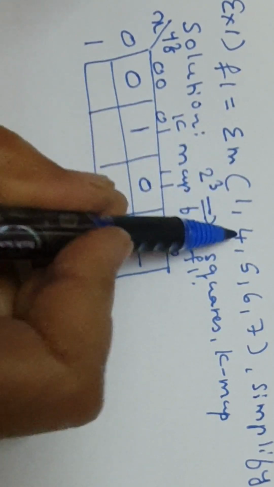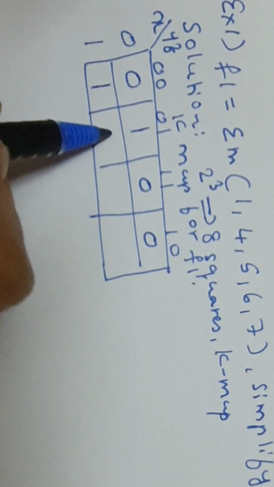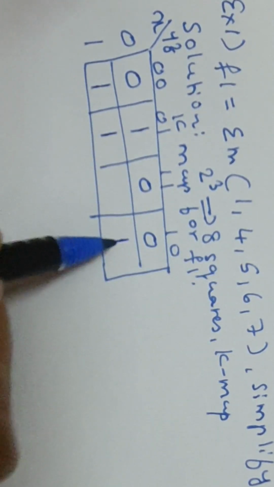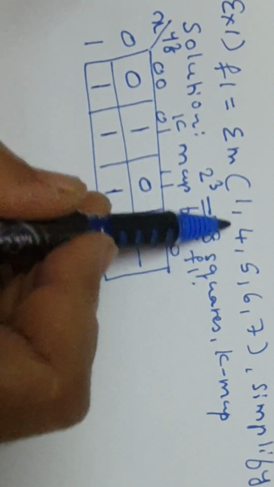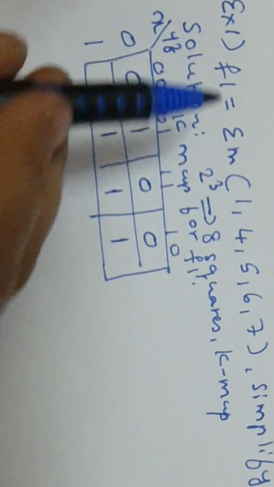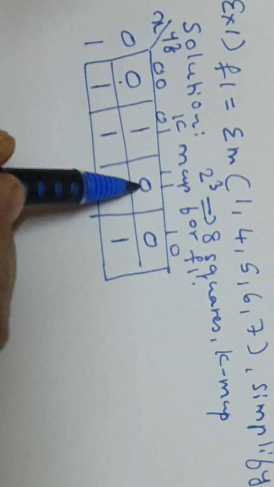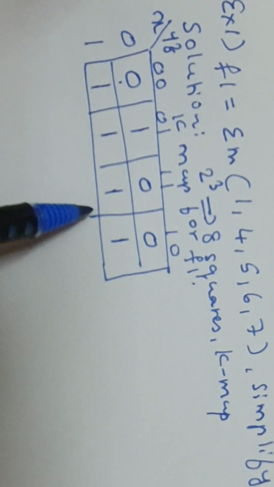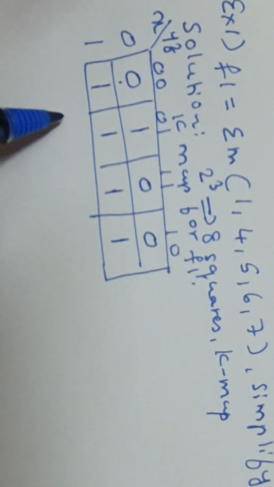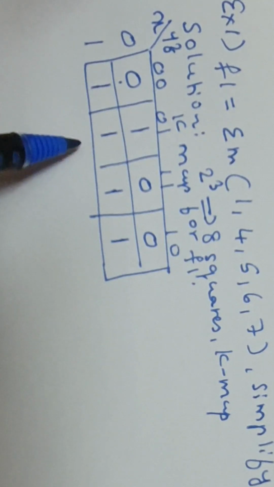Then 4. Minterm 4 is present, hence 1 in the m4 place. This is 5, m5 place. This is 6, m6 place, and 7, m7 place. So whichever minterms are present in the given Boolean equation, in their place in the K-map we will fill ones. In other places, minterm 0, minterm 2, minterm 3, they are not there, hence they are written 0 here. So the first step, drawing the K-map and filling the values, is over.